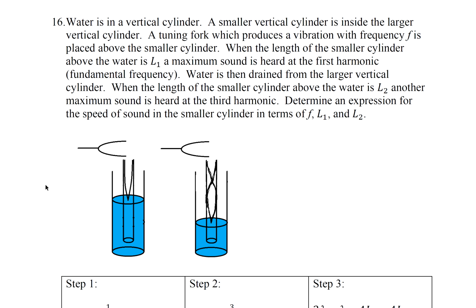Question 16. Water is in a vertical cylinder. A smaller vertical cylinder is inside the larger vertical cylinder. A tuning fork which produces a vibration with frequency f is placed above the smaller cylinder. When the length of the smaller cylinder above the water is L1, a maximum sound is heard at the first harmonic, fundamental frequency. Water is then drained from the larger vertical cylinder. When the length of the smaller cylinder above the water is L2, another maximum sound is heard at the third harmonic. Determine an expression for the speed of sound in the smaller cylinder in terms of f, L1, and L2.